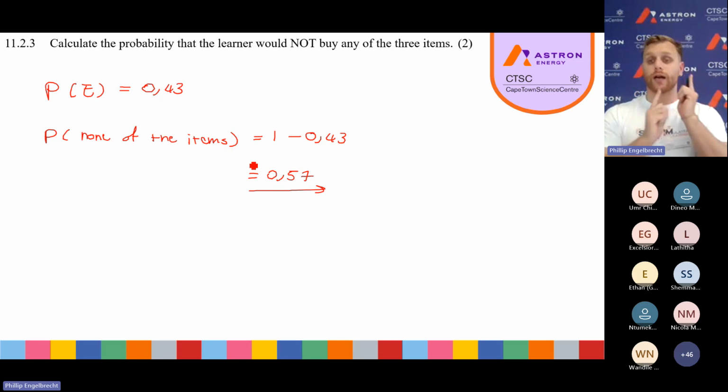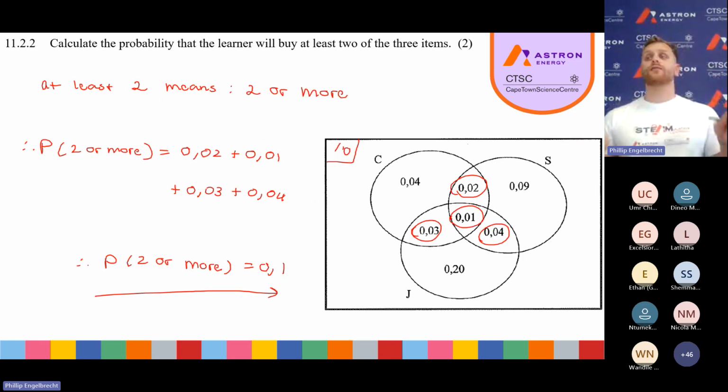So guys, always remember, the total values in your Venn diagram must always add up to 1. If there's something missing, it means you have to go find it, okay? If it doesn't add up to 1, it means you have to go find out what that value is. Okay.